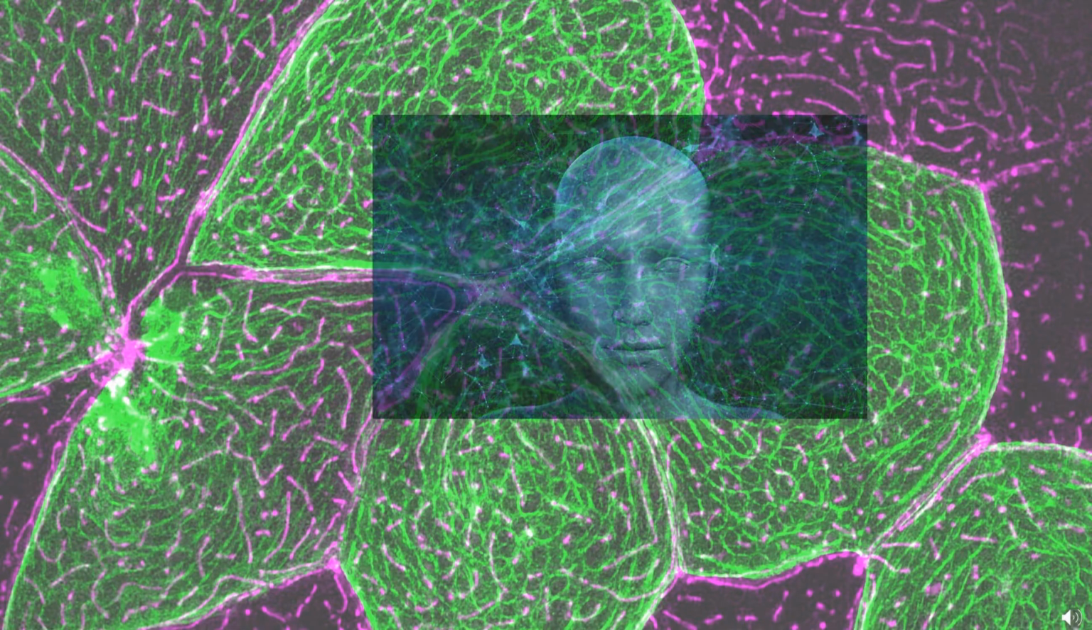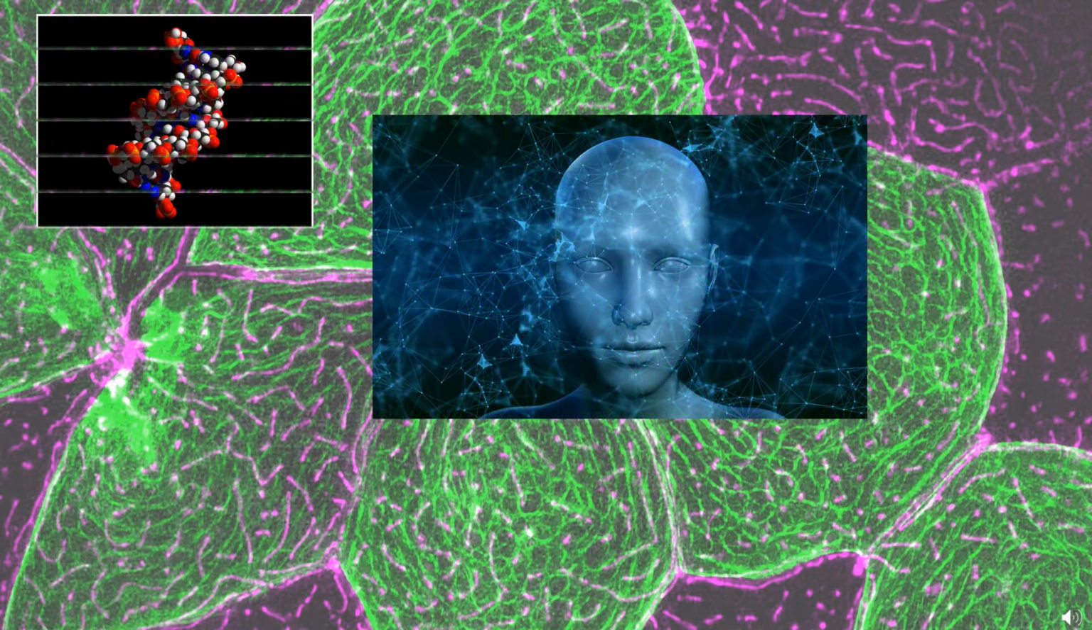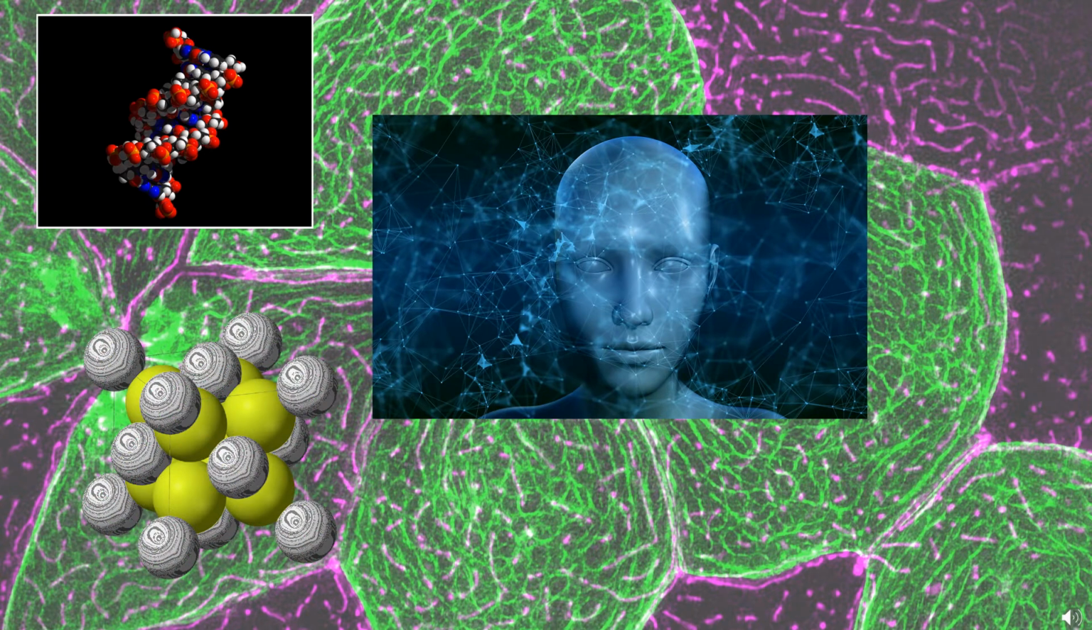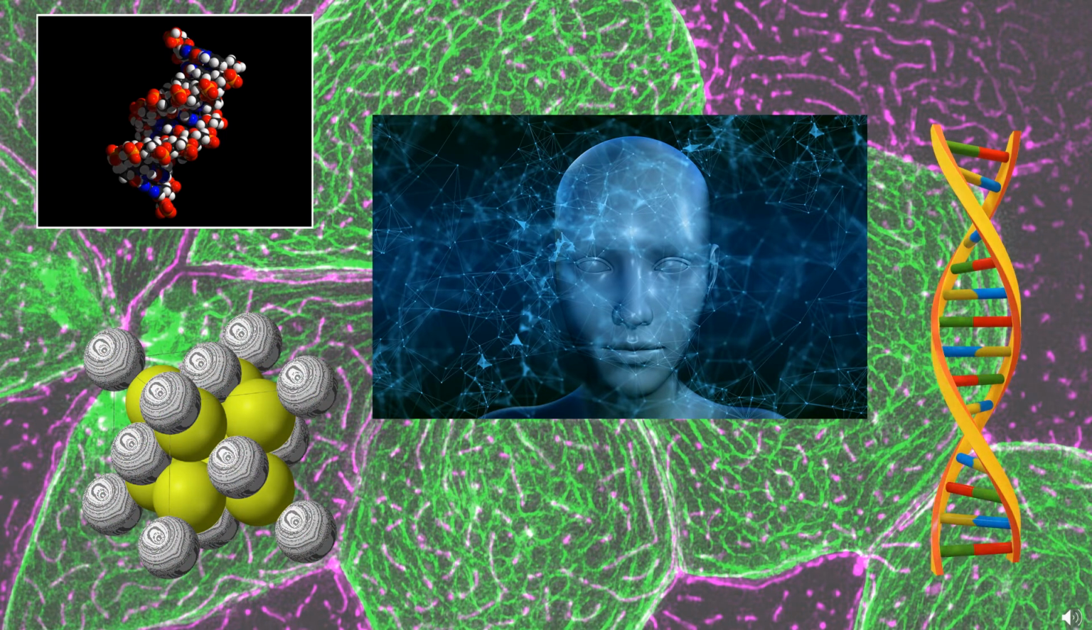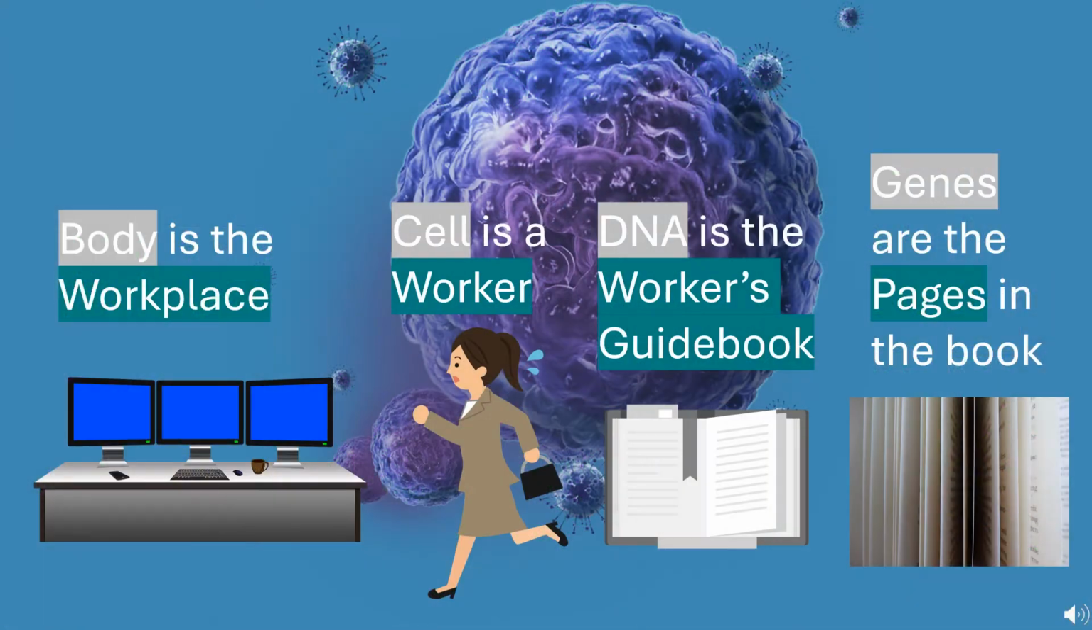The human body is made up of trillions of cells. Each cell performs functions according to the genes they contain encoded in their DNA. Think of it this way. The body is the workplace and each cell is a little worker. Each worker follows a guidebook that outlines the cell's function and purpose, and each guidebook is made up of pages of instructions for each of the cell's tasks.